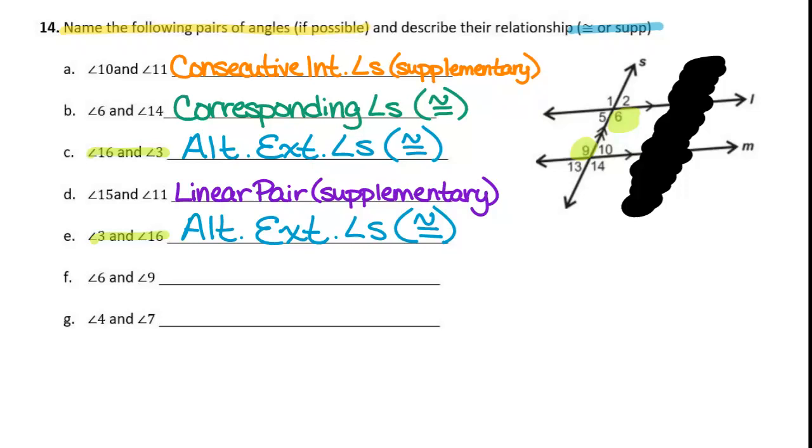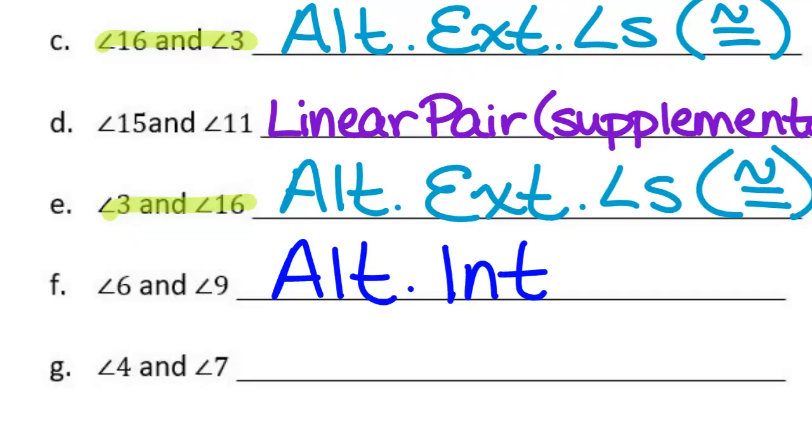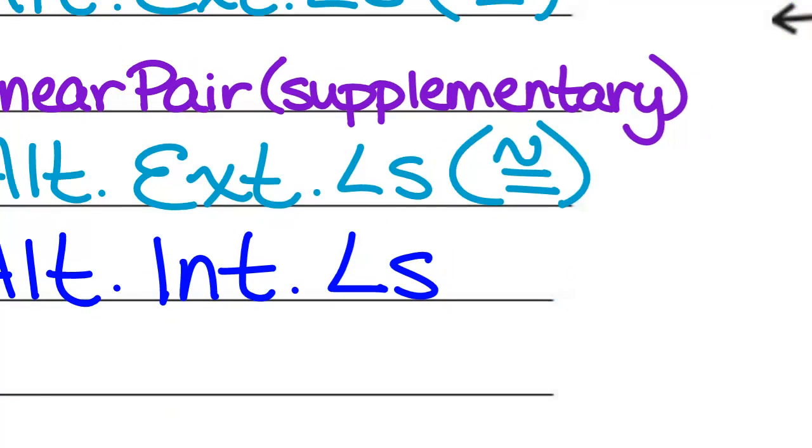Interior or exterior angles? Interior. Same side or opposite sides of the line they both touch? Opposite. 6 is on the right side of S, 9 is on the left side of S. So what do we call these? Alternate interior angles. Are alternate interior angles congruent or supplementary? Congruent.